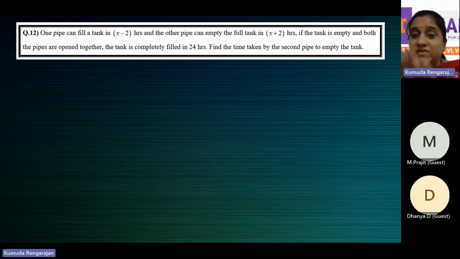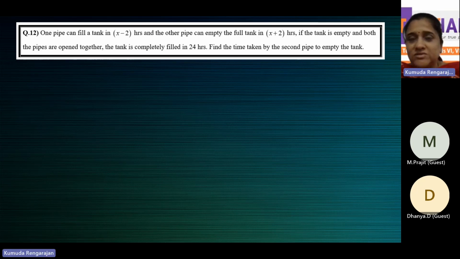This emptying pipe, when it works alone, the tank is full. The water is not flowing into the tank. The filling tap is closed. Only the emptying pipe is open. Then it can empty in x plus 2 hours. And then if the tank is empty and both the pipes are open together, this is the situation where both of them are working together.